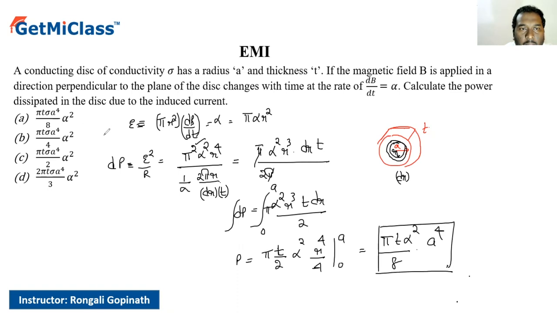Pi T. Oh, there is a sigma. Pi T alpha square sigma A power 4 by 8. That would be option A.